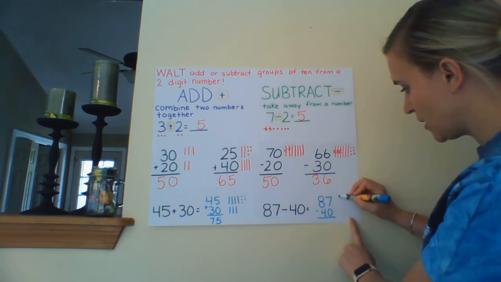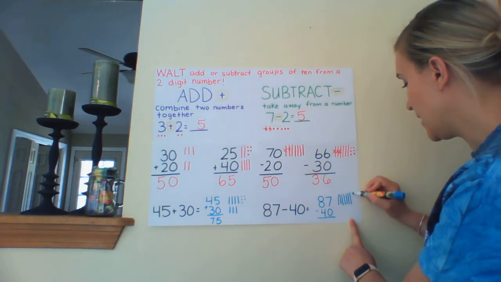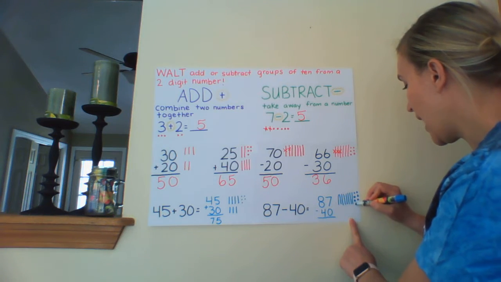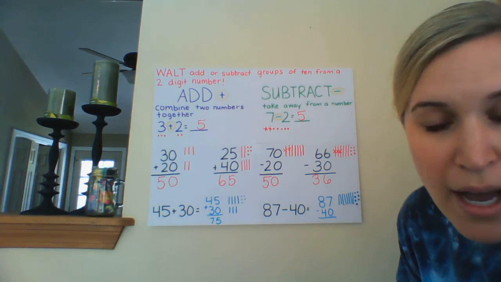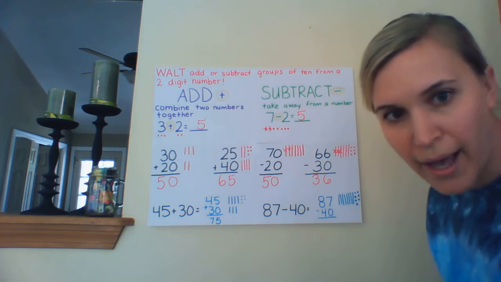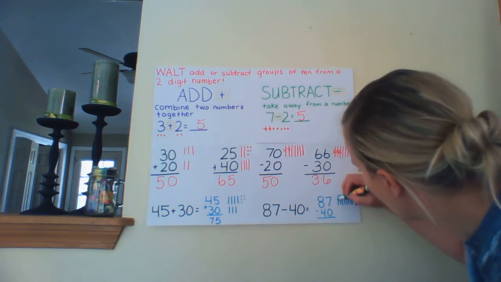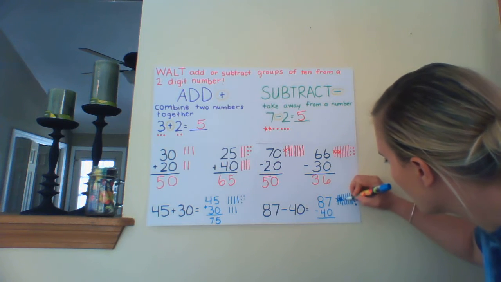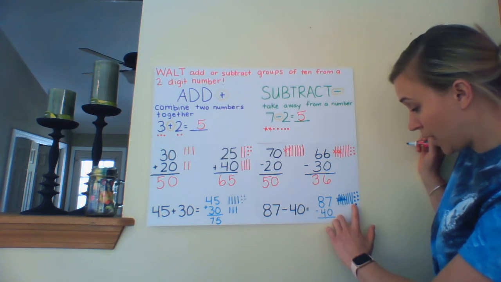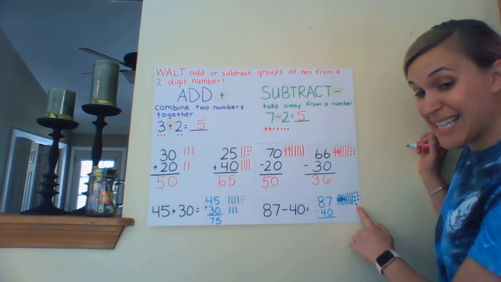So I'm going to draw 87 with tens and ones. 10, 20, 30, 40, 50, 60, 70, 80, 81, 82, 83, 84, 85, 86, 87. And I'm a detective. I'm subtracting. So I'm not just automatically going to draw 40 more. No way. I am going to cross out 40, or 4 tens. So I'm going to count 10, 20, 30, 40. And that leaves me with 10, 20, 30, 40, 41, 42, 43, 44, 45, 46, 47.